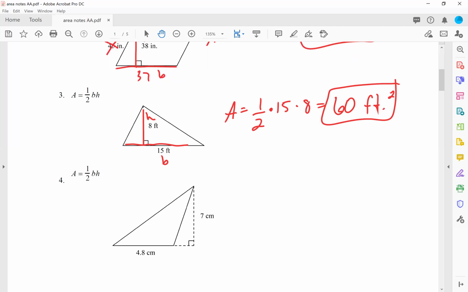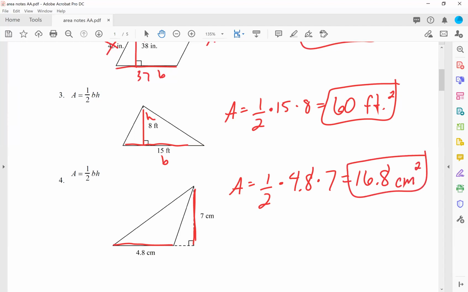Next one again, your base is 4.8. The height has to be at a right angle to it, so it's 7. So 1/2 times the base, which is 4.8, times the height, which is 7. So 4.8 times 7. And then if you want to multiply by 1/2, it's just divide by 2. So we get 16.8 centimeters squared. So that's for a triangle.